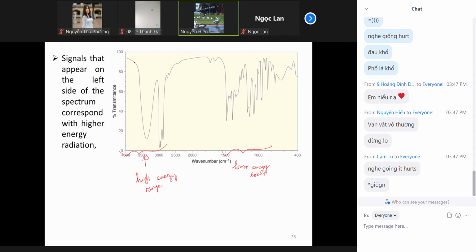And here you see different kinds of shapes of signals in an infrared spectrum. This is called a spectrum. This is an infrared spectrum.